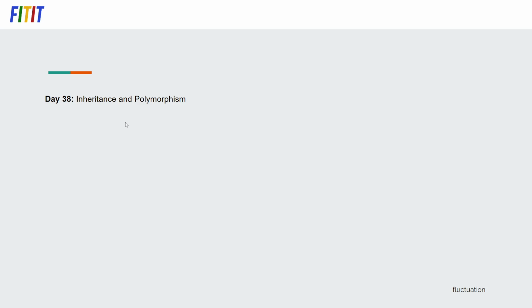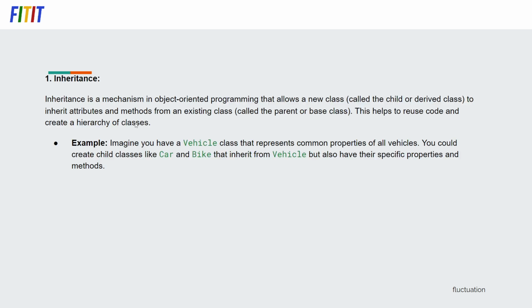Day 38, Inheritance and Polymorphism. 1. Inheritance. Inheritance is a mechanism in object-oriented programming that allows a new class, called the child or derived class, to inherit attributes and methods from an existing class, called the parent or base class. This helps to reuse code and create a hierarchy of classes.